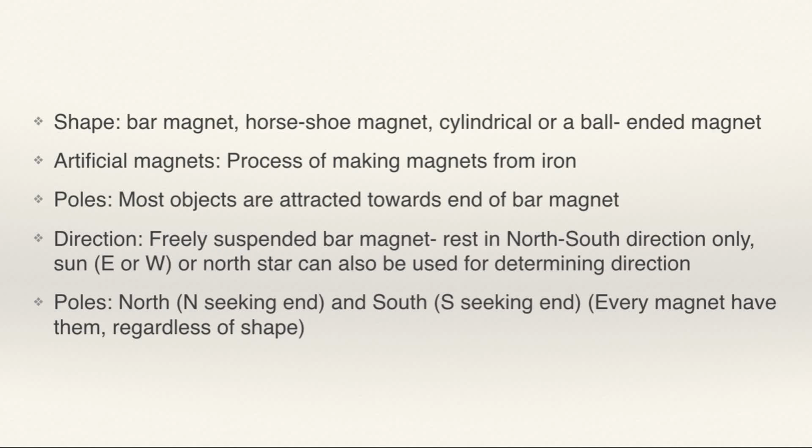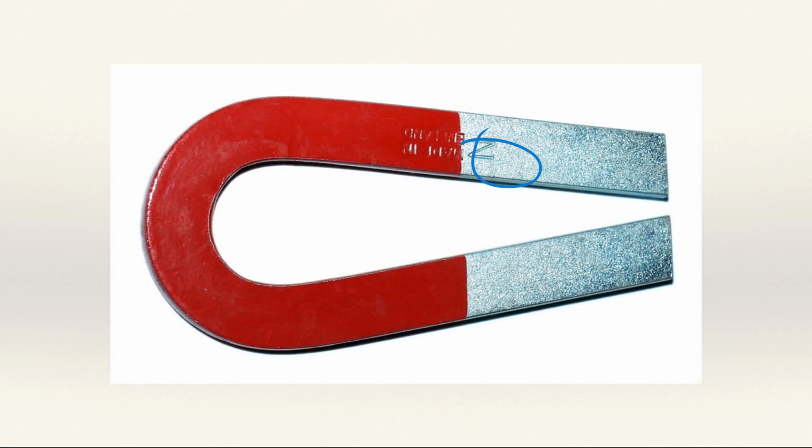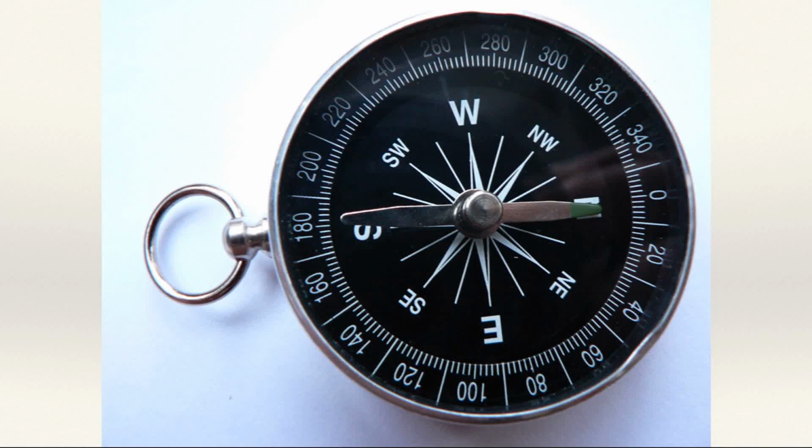So north is the north seeking end and south is the south seeking end, obviously, and every magnet has these two ends regardless of the shape of the magnet. So for example, this is the north end, it is marked here. Again this is the north south end. Again now this is a compass. So the marked end, as you can see, is colored, so it is the north end.